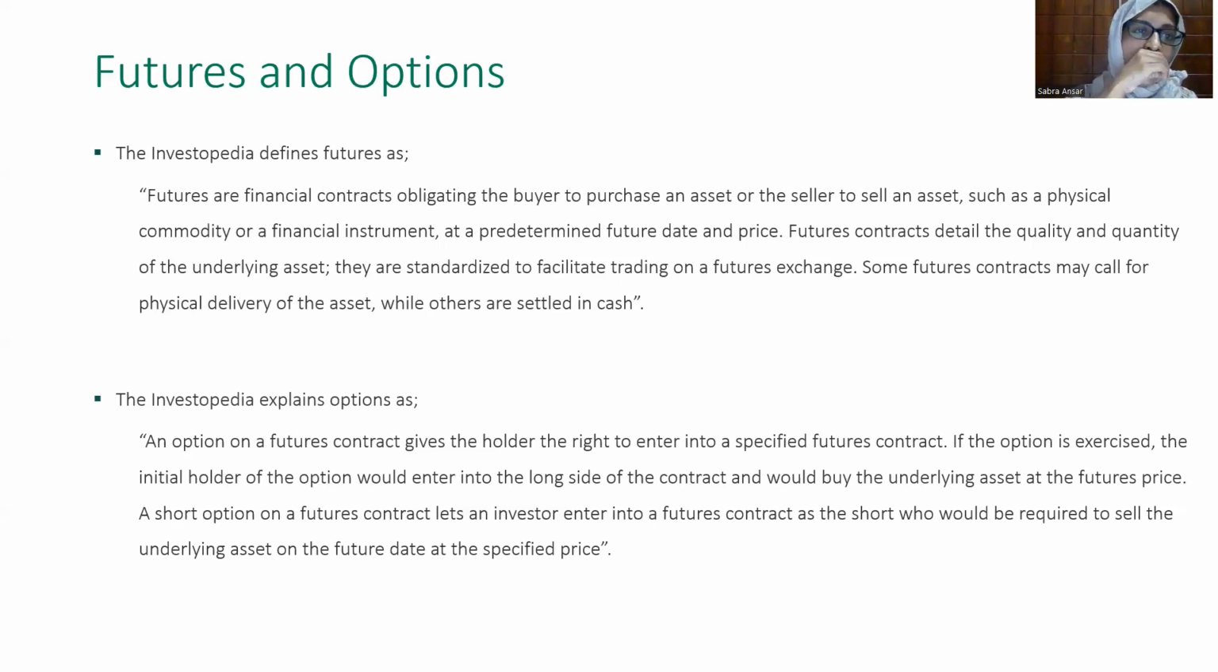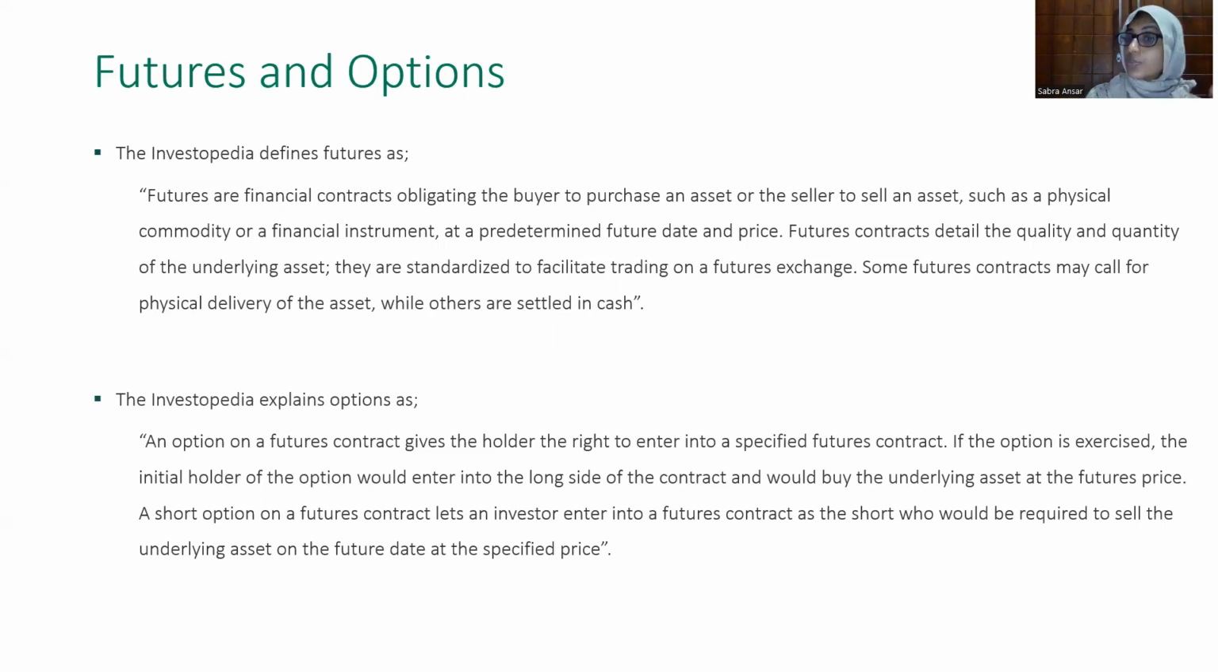So generally, futures involve buyers purchasing an asset, or even selling an asset, such as a physical commodity, on a predetermined future date. When it comes to options, it's a little different. An option on a future contract generally gives the holder the right to enter into a specific future contract.